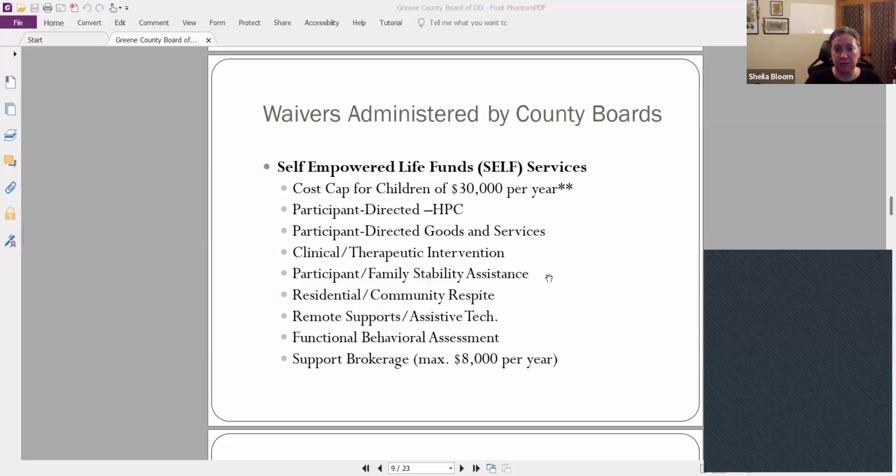That item can meet. Support brokerage is a service that we don't necessarily see a whole lot, at least in Greene County. What it is, it can be up to $8,000 per year that you basically hire somebody to help you navigate these waivers, the waiver systems, the authorization, and work with the family, the SSA, and the provider to meet the needs. Support brokerage services oftentimes look a lot like SSA services, so we typically don't see families access that a whole lot, since they do have access to an SSA that can help them coordinate those services, but it is a service that's available. Okay, next slide.